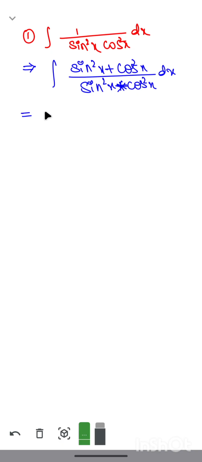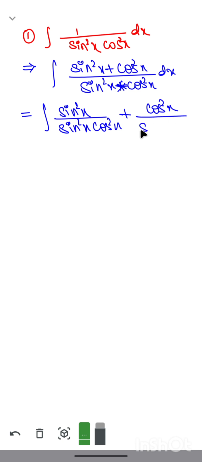Later on you can split the terms, like first term divided by denominator plus second term divided by denominator. So I am splitting it: sine square x divided by sine square x into cos square x plus cos square x divided by sine square x into cos square x. Now to find the integral of these two terms, first you simplify. A few terms can be cancelled here. Sine square cancelled, cos square cancelled.